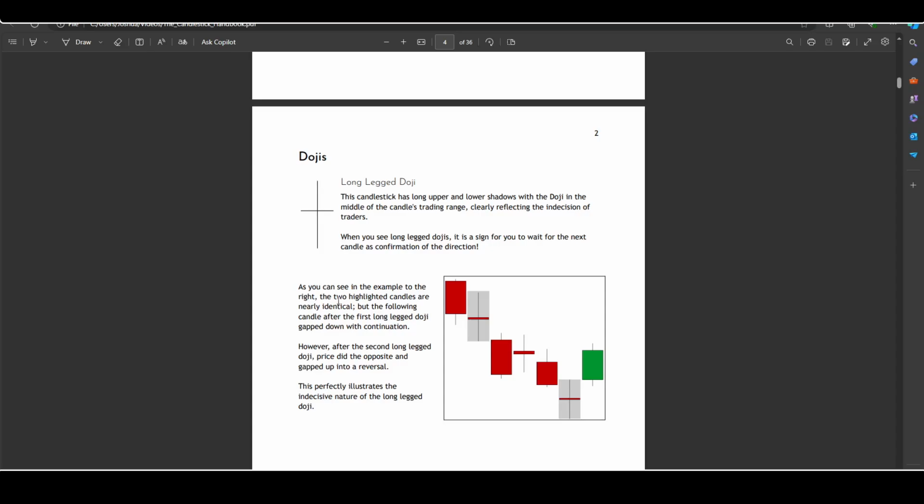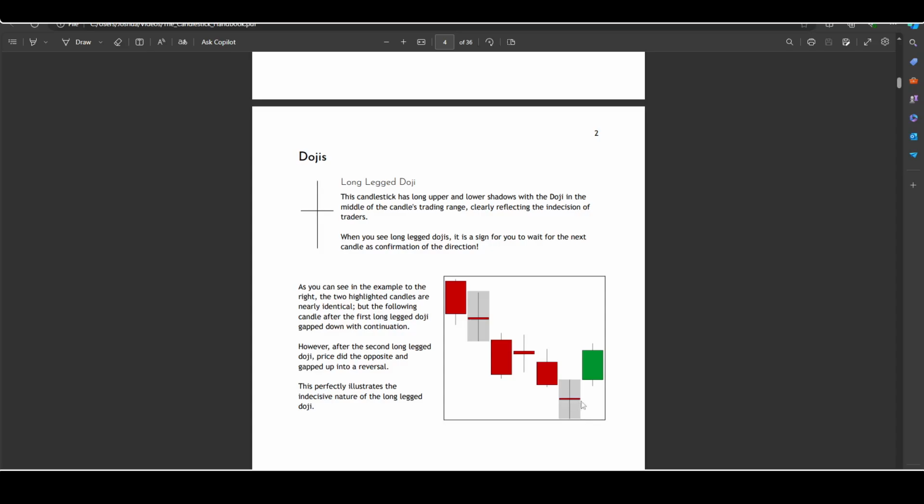As you can see in the example to the right, the two highlighted candles are nearly identical, this one and this one here. But the following candle, after the first long-legged doji, gapped down with continuation. So it got a lower open, breaking previous day low, and it went down lower. Again, kind of adding on to the bearish confirmation there after that lower open, which is good. However, after the second long-legged doji, price did the opposite and gapped up into a reversal.